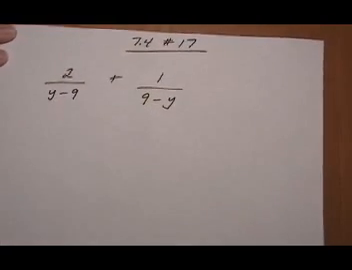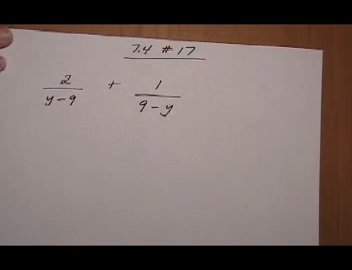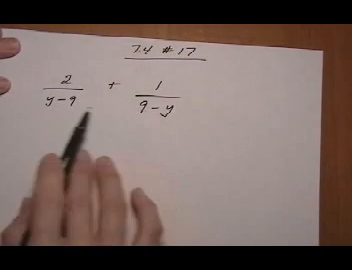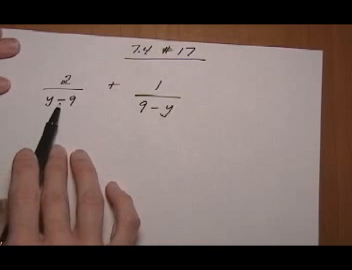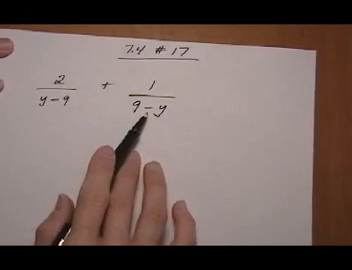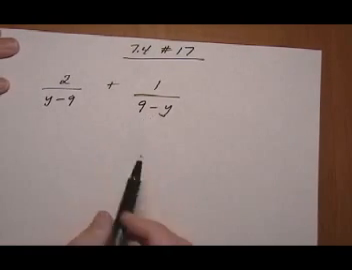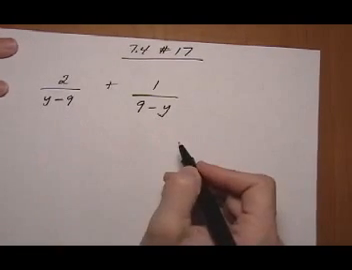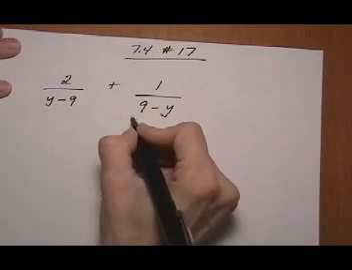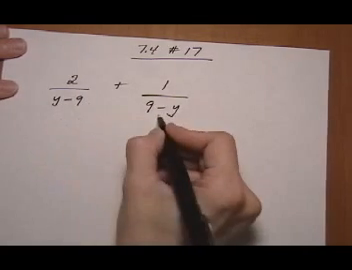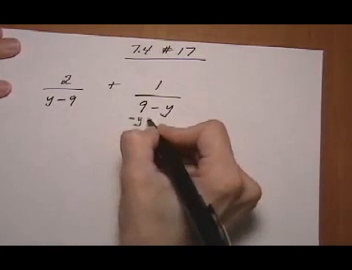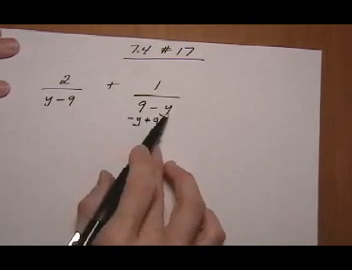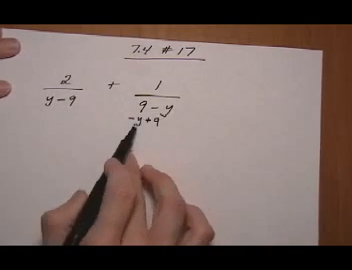All right, number 17 has different denominators, but they're very similar. They're only different because their signs are different. So here we have a plus y minus 9. Here we have a plus 9 minus y. So what you want to do in this case is rewrite one of them to look like the other one. So I'm going to rewrite this guy to look like the y minus 9. So first reorder it, minus y plus 9. And remember, when you change order of things, you want to keep the sign in front of it with the term.